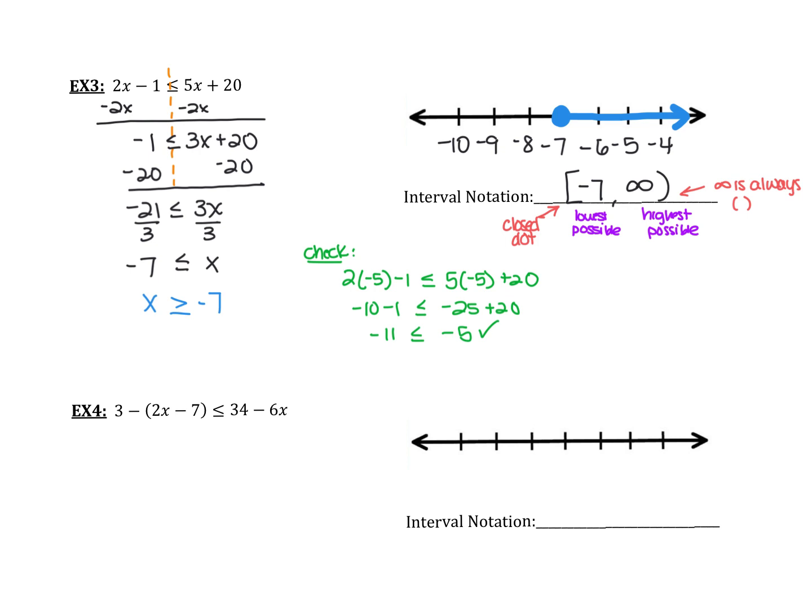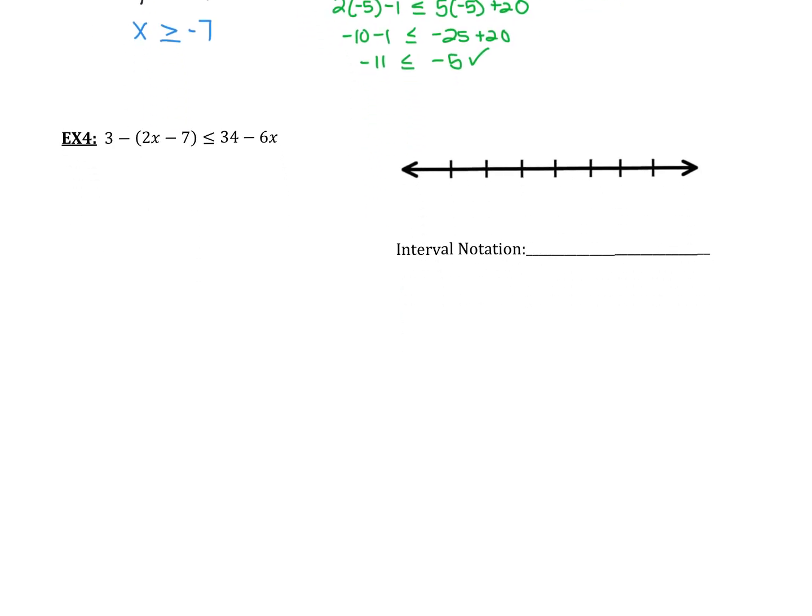How'd we do? All right. If you did not do well on example 3, why don't you hit pause and with your partner try example 4, and then come back and see how it works out. Okay, hopefully you had a chance to try example 4.